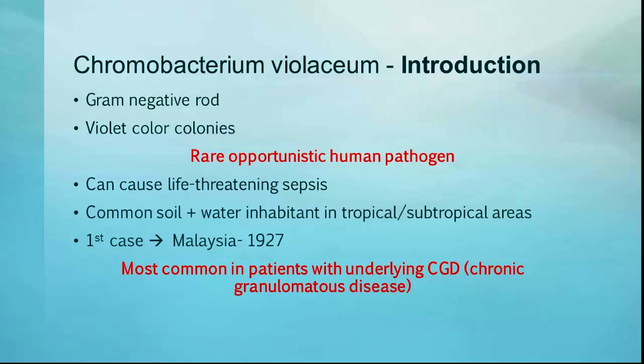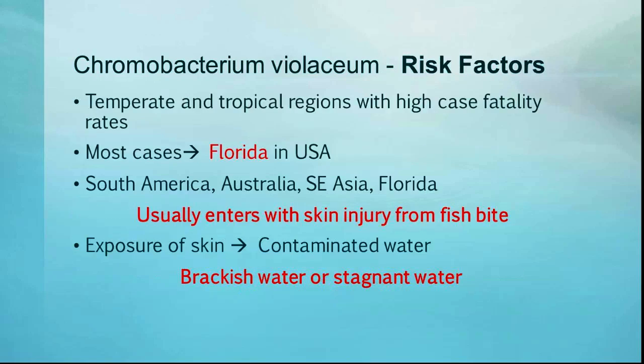Chromobacterium violaceum is a gram-negative rod, and the name violaceum comes from the violet-colored colonies that it makes when grown in culture. It's a very rare human pathogen, but when it does cause disease, it can cause life-threatening sepsis. The first case was isolated in Malaysia in 1927. The important thing to remember about this one, the buzzword, is chronic granulomatous disease. So Chromobacterium, chronic granulomatous disease. And it's most often tested on the boards.